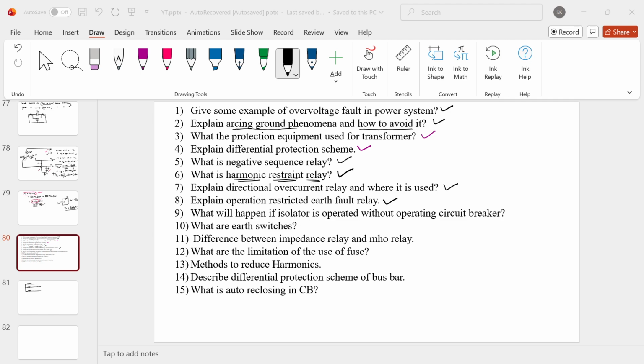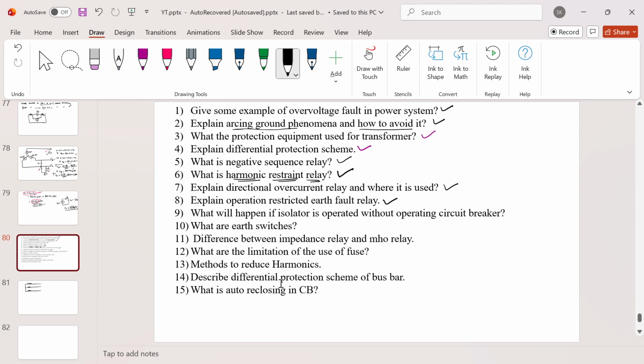Hello everyone. In this video, we are going to see the next question related to the restricted earth fault relay. The restricted earth fault relay is used in alternators and transformers for earth fault protection. I will discuss how this protection scheme works for alternators and transformers, and why the word "restricted" is used in restricted earth fault relay.